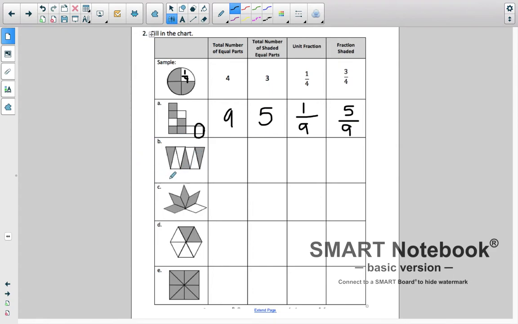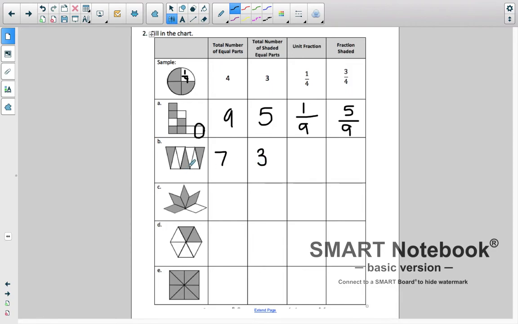All right, let's look at part B. Let's count how many total pieces there are. 1, 2, 3, 4, 5, 6, 7. So there are 7 equal parts. Now we need to count the shaded pieces. 1, 2, 3.